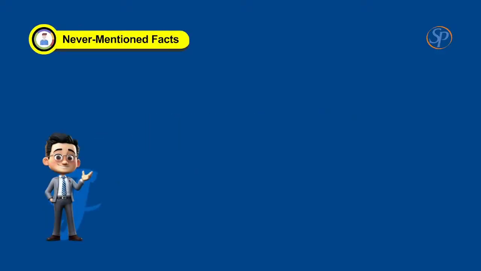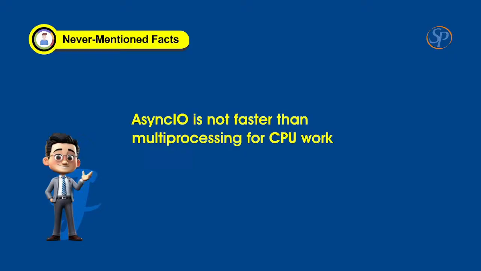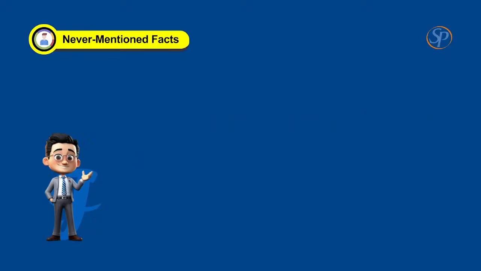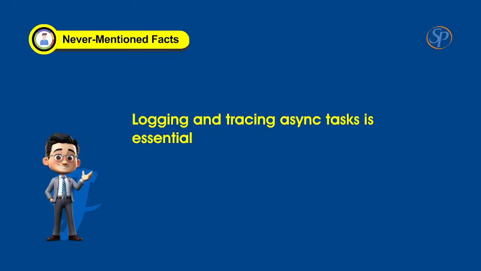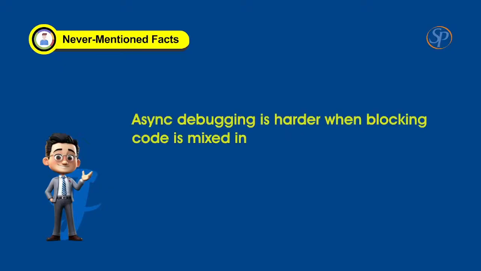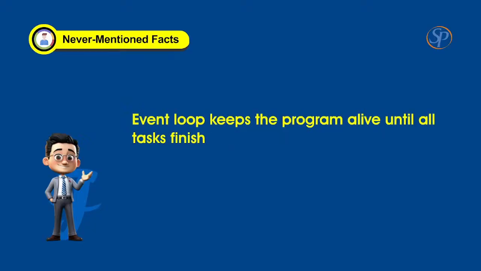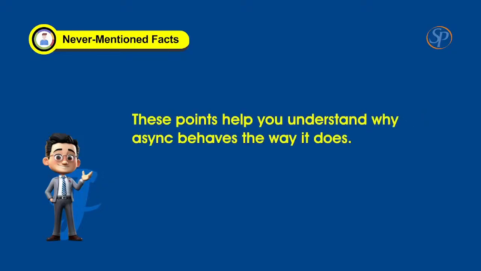A few other facts. Asyncio is not faster than multiprocessing for CPU work. Too many async tasks can overwhelm your program. Logging and tracing async tasks is essential. Async debugging is harder when blocking code is mixed in. Async helps reduce resource usage compared to threads. The event loop keeps the program alive until all tasks finish. They help you understand why async behaves the way it does.